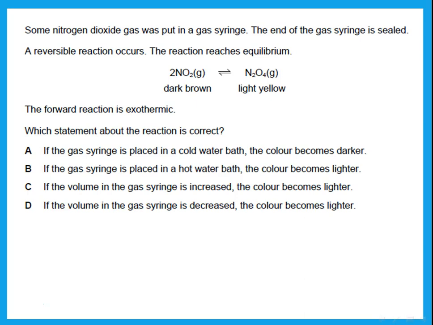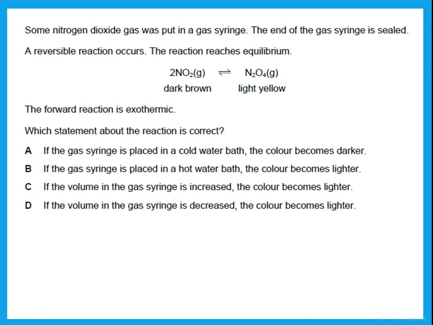Okay, if I put it in hot water, now the forward is exo, and we said increasing the temperature favors endo. That means if I put it in hot water, it will go backward or it will shift to the left. And that means it will make more NO2. So the color will become darker. So both A and B are wrong. Do we understand that? Okay.